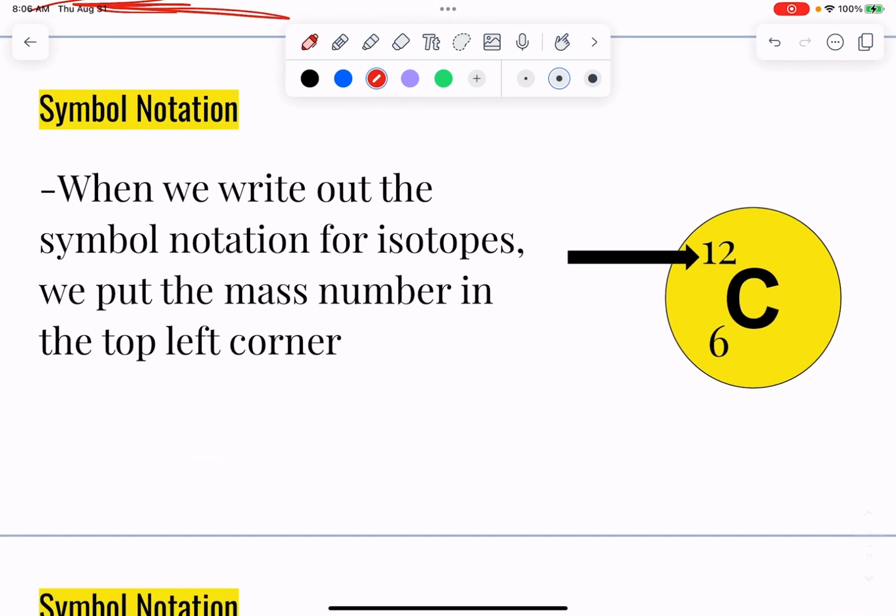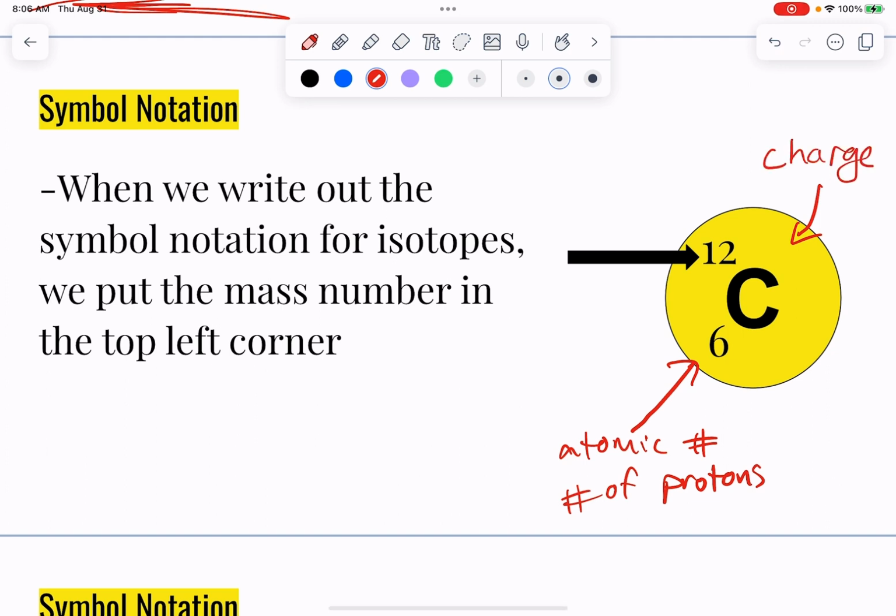But when we're writing out the symbol notation, we've already mentioned that the bottom left corner is the atomic number, or the number of protons. The top right corner is the charge. So in this case, for this carbon, it doesn't have a charge. It's just neutral. So the top left corner here, this is for the atomic mass.